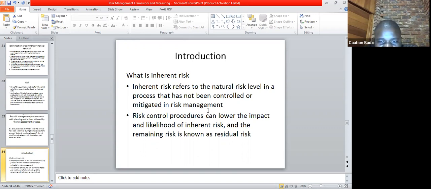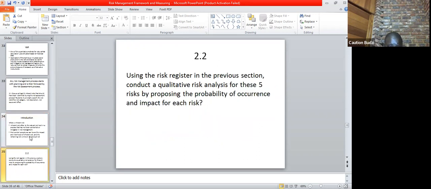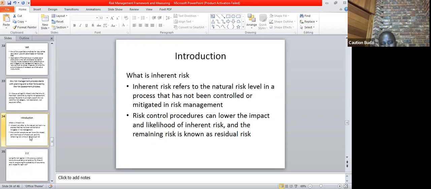It refers to the natural risk level in a process that has not been controlled or mitigated in risk management. The risk control procedures can lower the impact or likelihood of inherent risk, and the remaining risk is shown as the residual risk. So any risk without any mitigation measure is what is called the inherent risk.